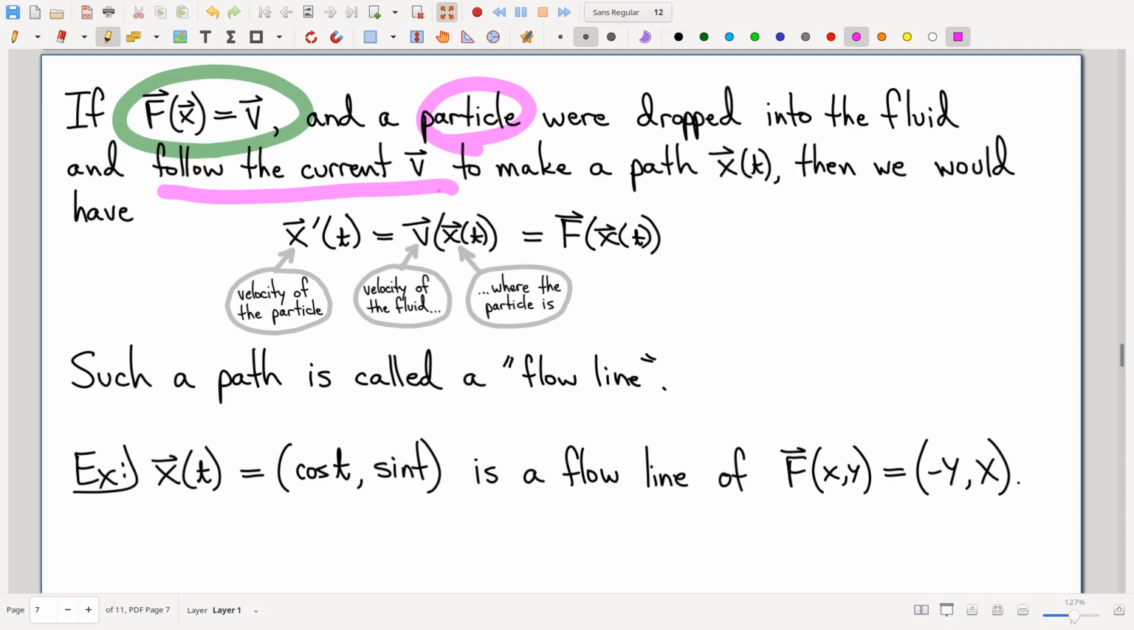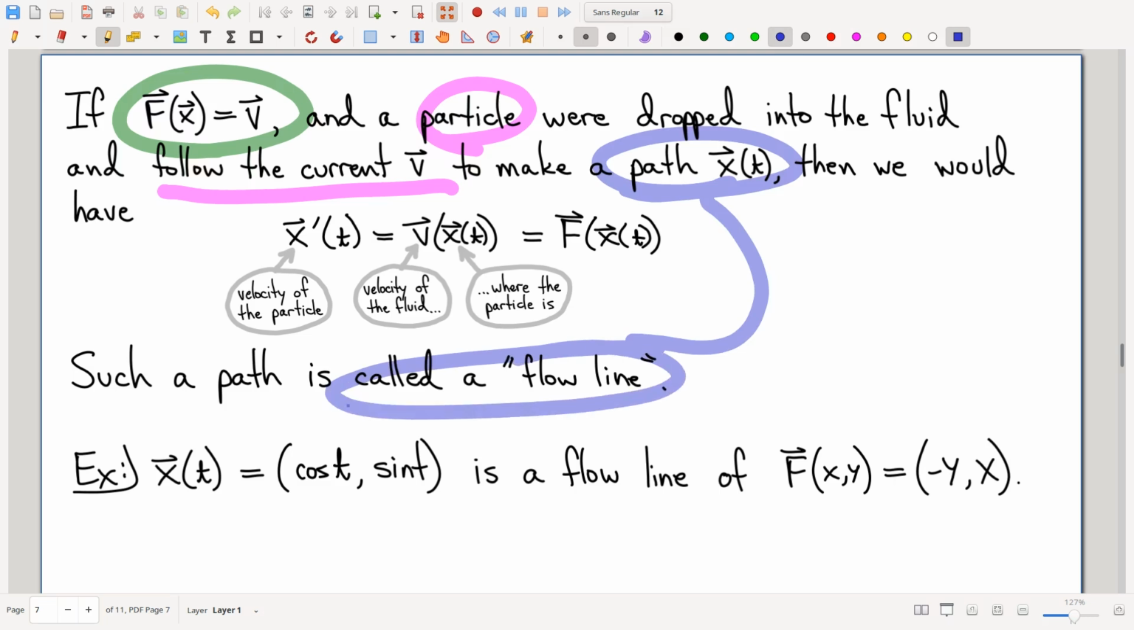And so the resulting path that gets created is called a flow line. Now, it's a curve, not a line. That's just terminology. Sorry about that. It's a little awkward. Really, it ought to be called a flow path or a flow curve. But anyway, it's called a flow line.